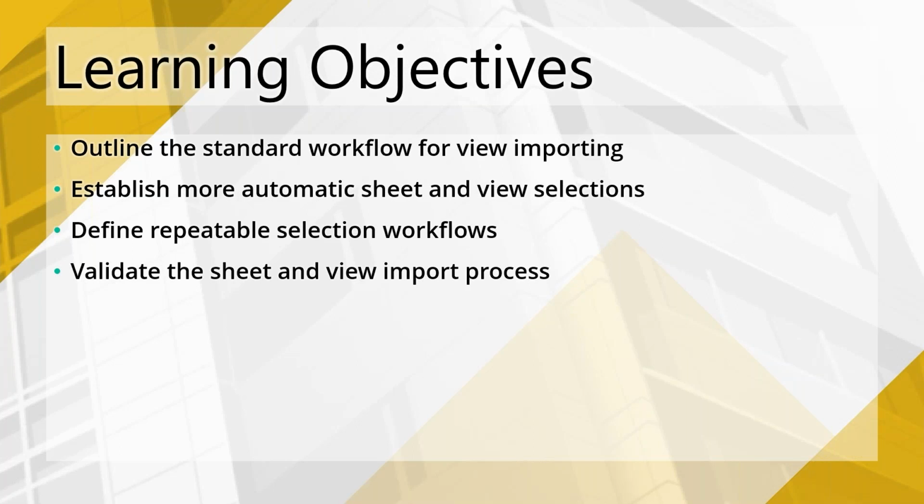I'm going to talk about the standard workflow so we set a common baseline. And then I want to talk about a more automatic method that you can use. You can actually have a slimmer template and yet still bring in the items that you need for a much more automatic sheet, view, and detail type selection and import. We're going to talk about how to make that process as repeatable as possible to get repeatable selections, repeatable collections of content. And then we're also going to talk about just visually validating this.